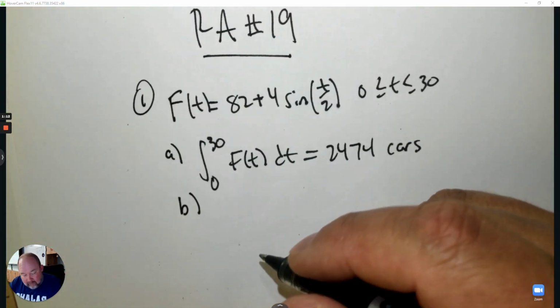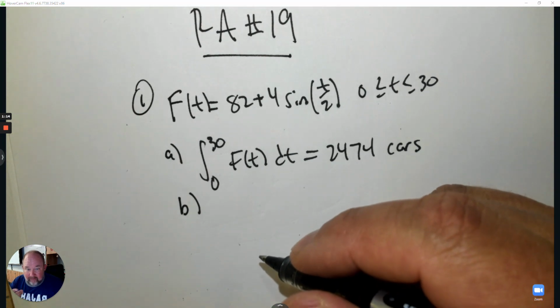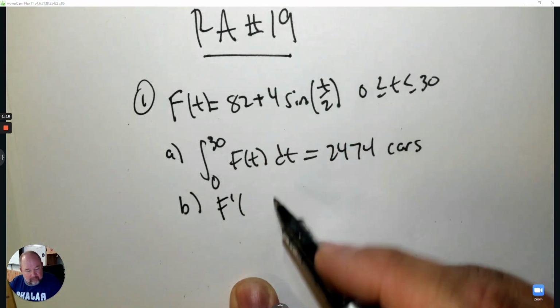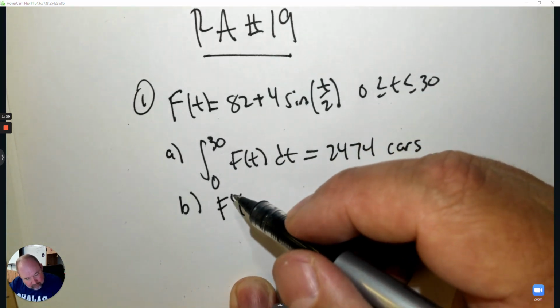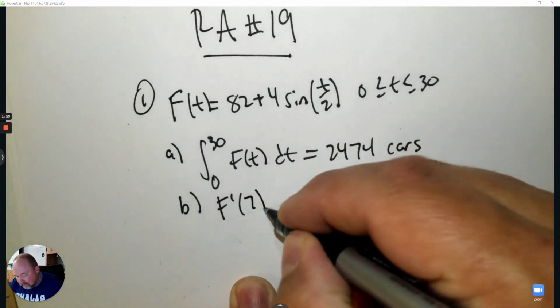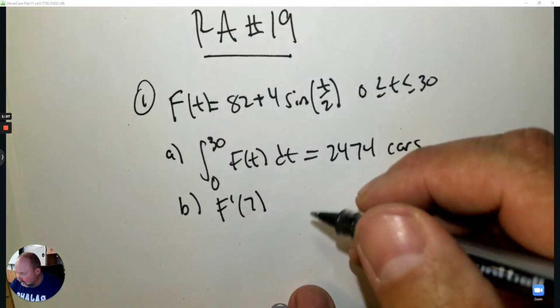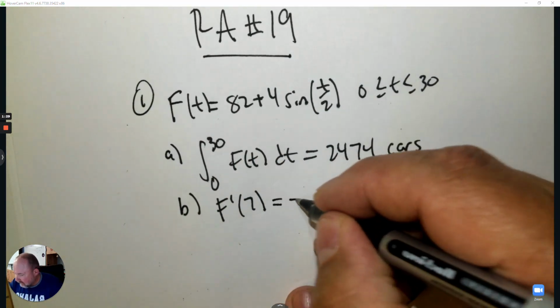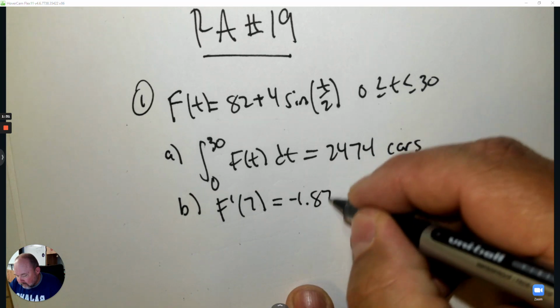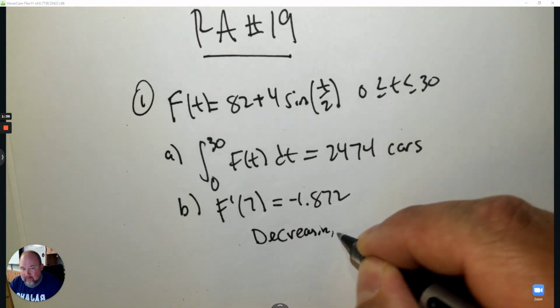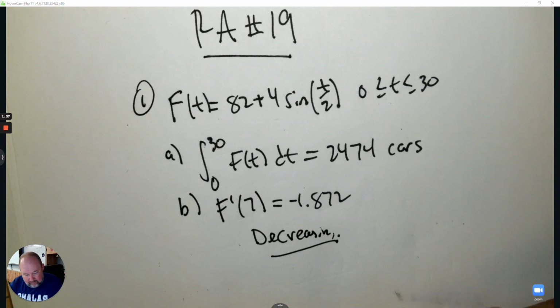B, is the traffic flow increasing or decreasing? That's a derivative. So I need to take the derivative of this at what number? At 7. So take the derivative of this at 7, use your calculator, and you get the answer negative 1.872. Because it's negative, the answer is it is decreasing, right? Because the rate is negative.